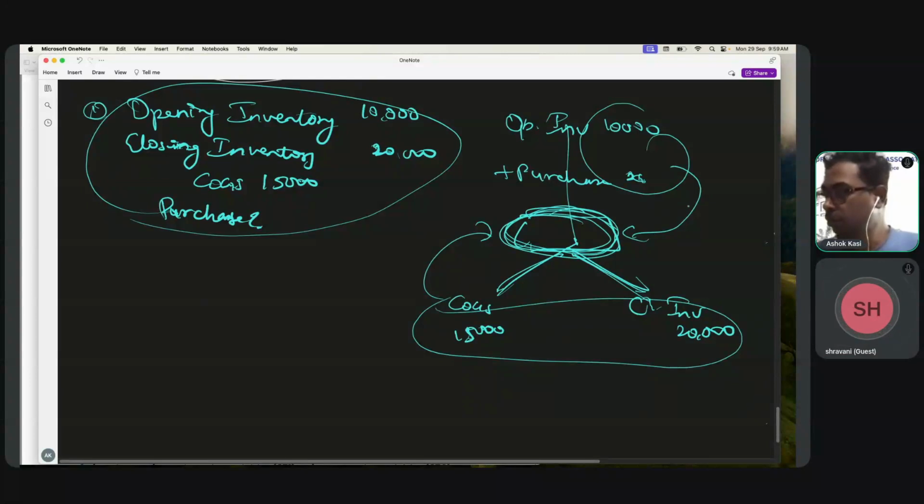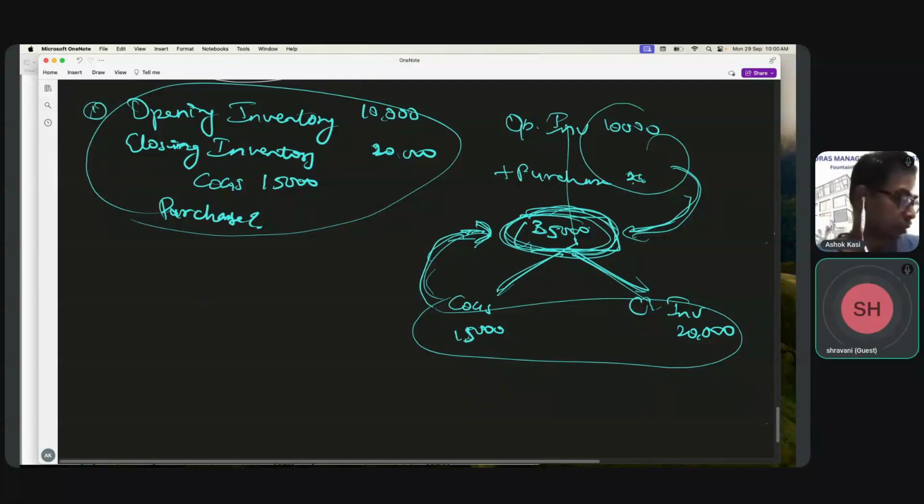So I'm not able to get the total from here, so I can get the total from this side, 35,000. Then if this is 35,000, what is purchase? Then 35,000 minus 10,000, 25,000. Is it okay? Yes, sir.